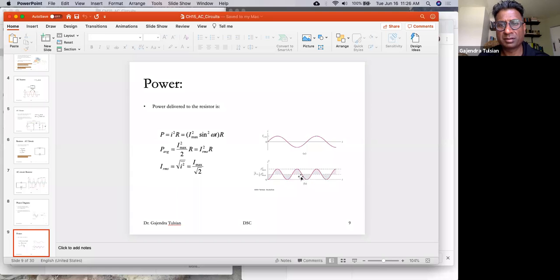Of course, you're not interested in these detailed time information. All you care about is the average power. So you take this expression and you average it over one cycle. If you average sine squared theta over one period, what you find is the average is 1/2, and you can do the integral. So here is the power delivered to that resistor. Now it's I max square R divided by 2.